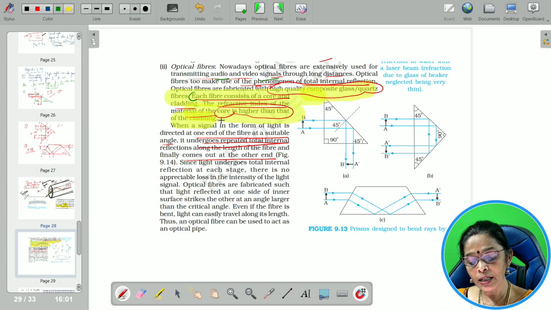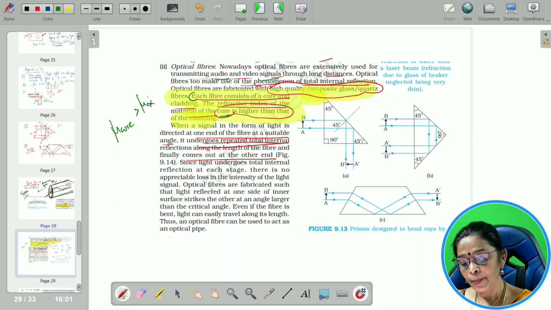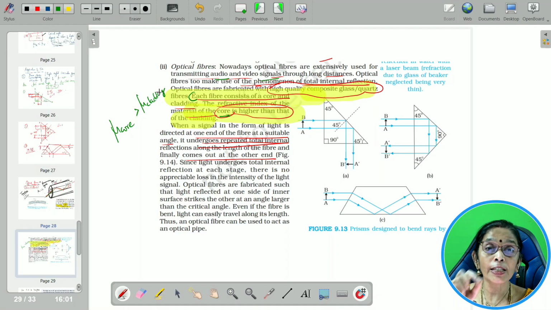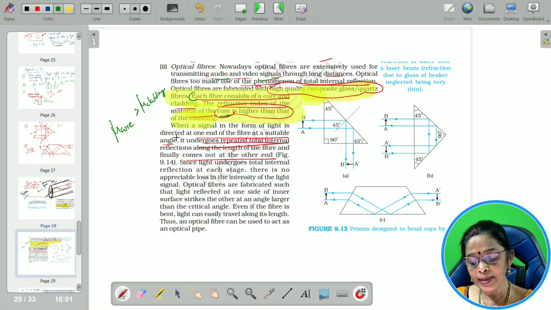The refractive index of the material of the core is greater than that of the cladding. Where does the light fall first? Only the core. When a signal in the form of light is directed at one end of the fiber at a suitable angle, it undergoes repeated total internal reflections along the length of the fiber and finally comes out at the other end.